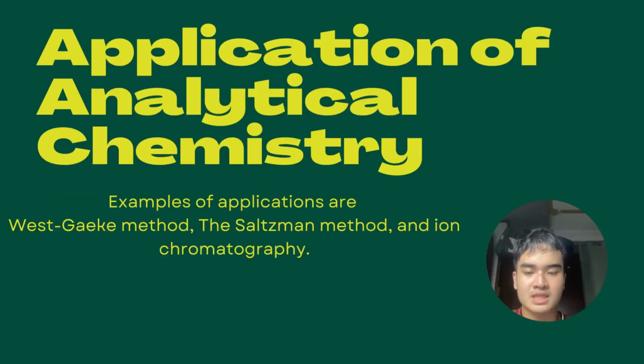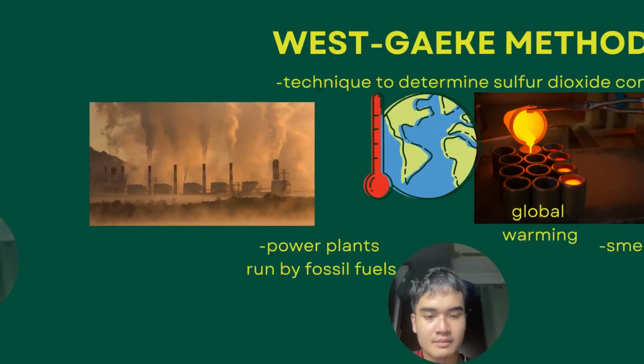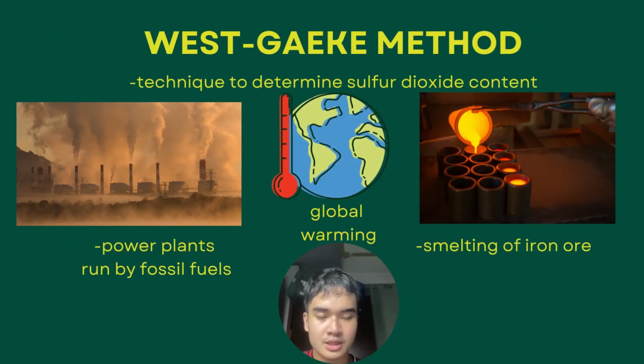Great examples of these applications are the West-Gaeke method, the Saltzman method, and ion chromatography. The West-Gaeke method is primarily utilized to measure sulfur dioxide content in the atmosphere. Sulfur dioxide is from power plants and smelting plants.